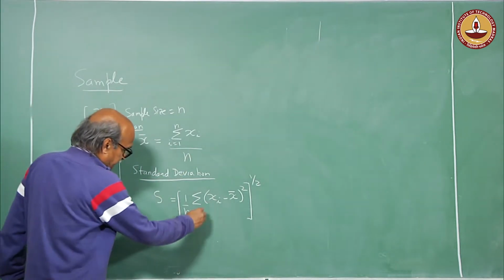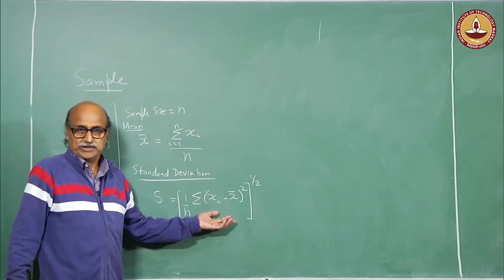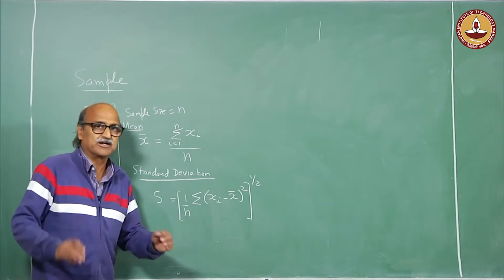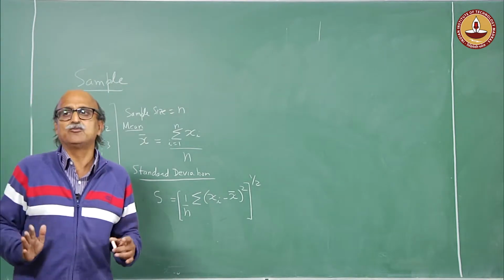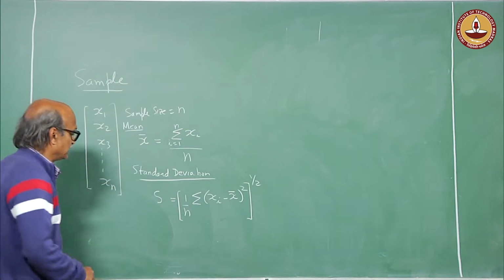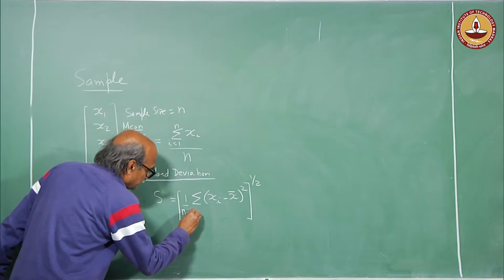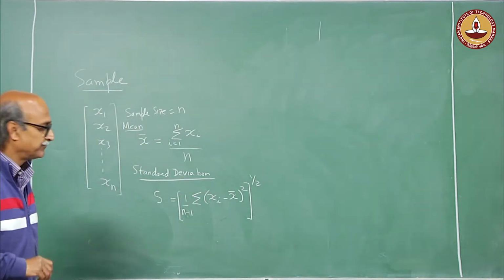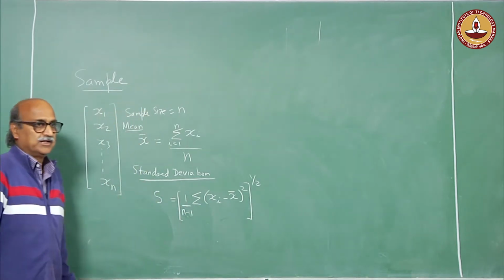Now, for large n this is okay, but when n becomes very small, then this is an incorrect expression, because this does not give you what is called an unbiased estimate of the standard deviation. To get an unbiased estimate of the standard deviation, you must divide by n minus 1 and not n. Strictly speaking, it should be divided by n minus 1.